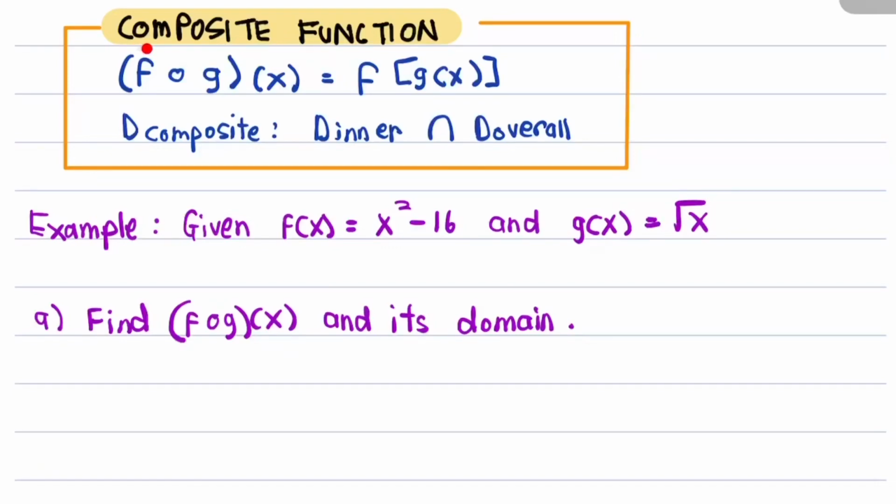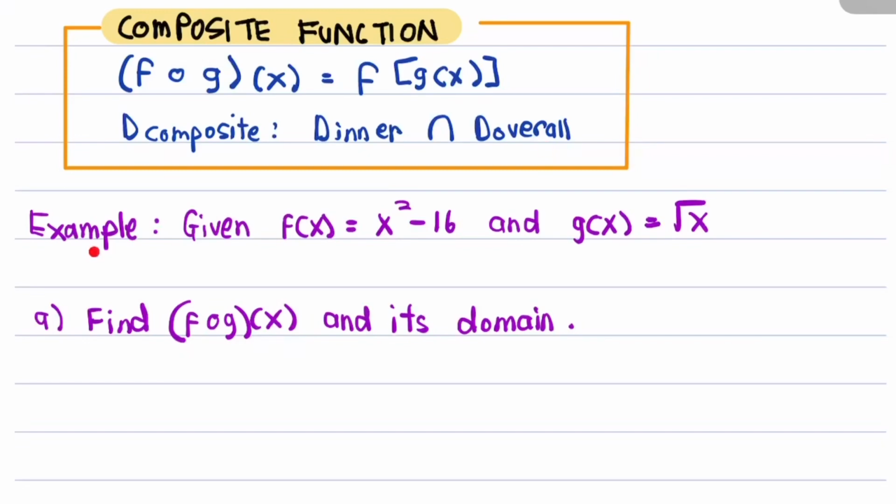Now in this video we will do composite function. A composite function is when you are given two functions f and g, and the composite can be denoted as f composite g, where the inner function is g and the outer function is f. So it can be written as f of g(x). The domain for the composite function is the domain of the inner function intersect with the domain of the overall function.